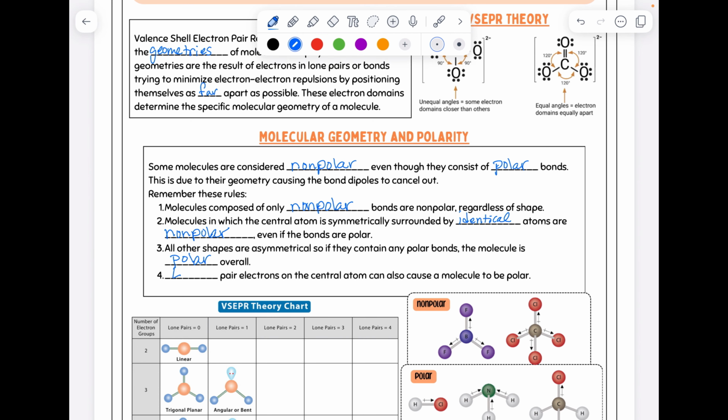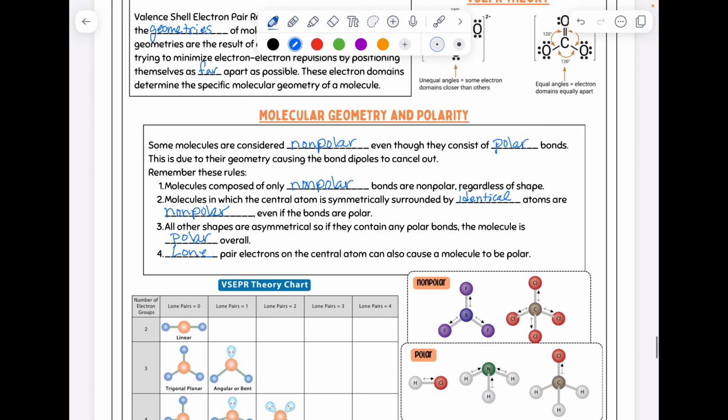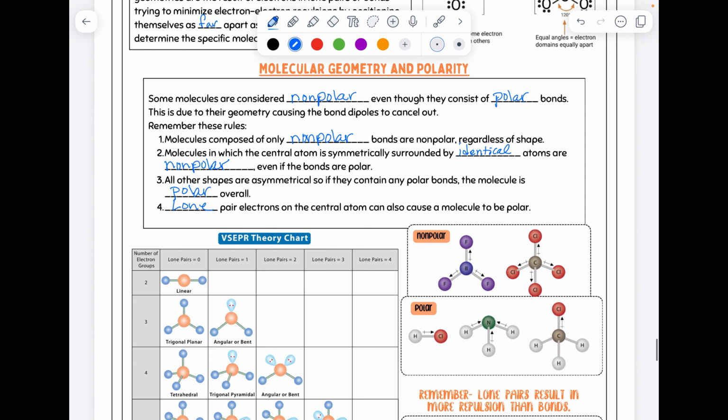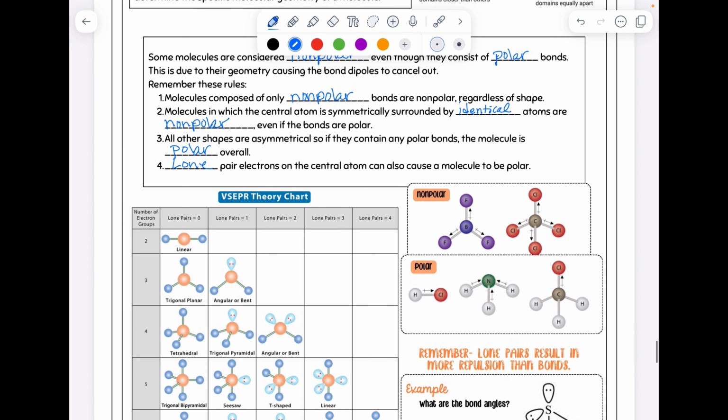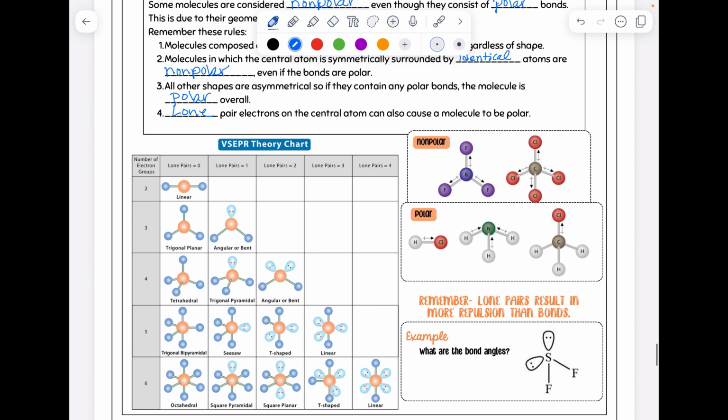And lone pair electrons on the central atom can also cause a molecule to be polar. So you have to take into account the lone pair of electrons, and that's why we show them on our Lewis structures, because they're important.